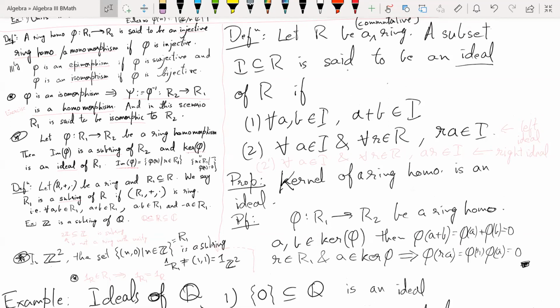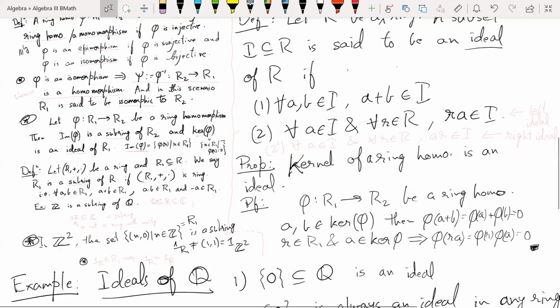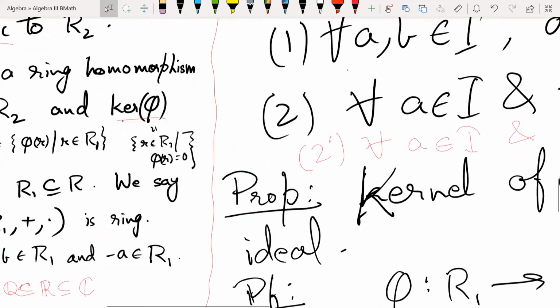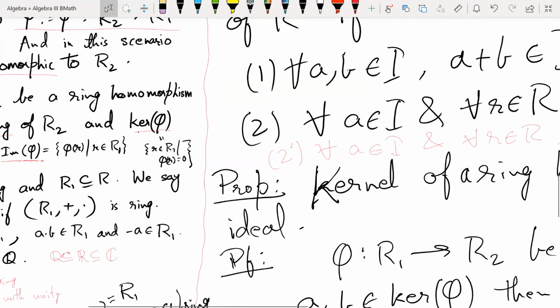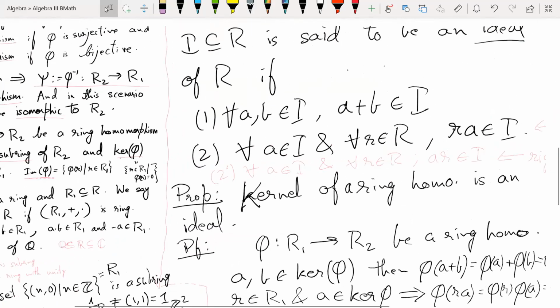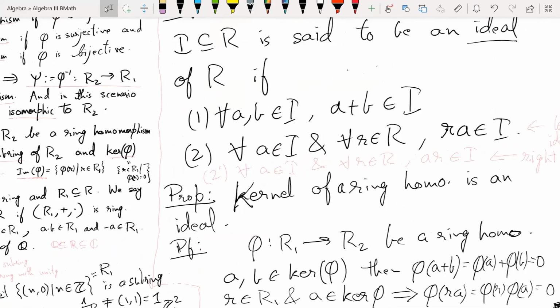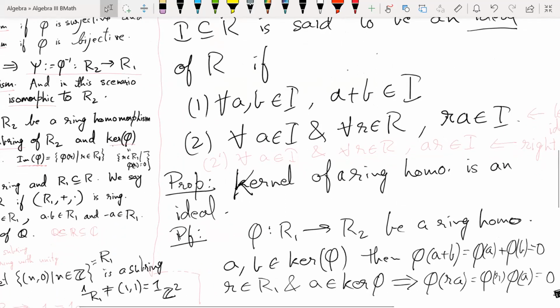So this kernel, which we have defined here, is the set of all elements of R1 such that the map sends them to 0. The kernel of a ring homomorphism is an ideal. In fact, if this is a ring homomorphism between possibly non-commutative rings, then the kernel is actually a two-sided ideal. It's not just a left ideal or right ideal; it satisfies both axioms. And the proof is straightforward.